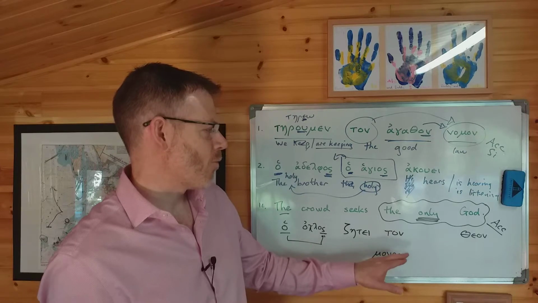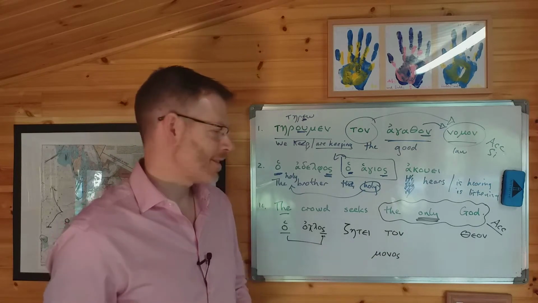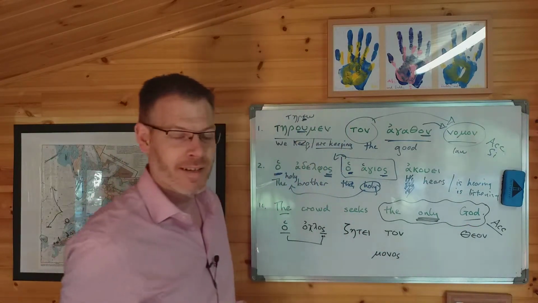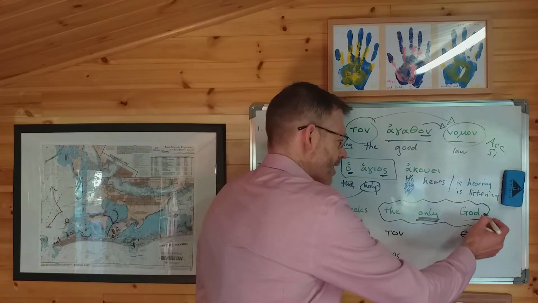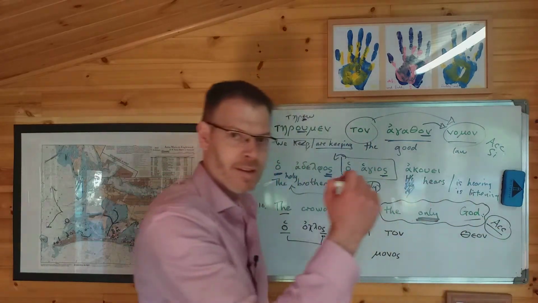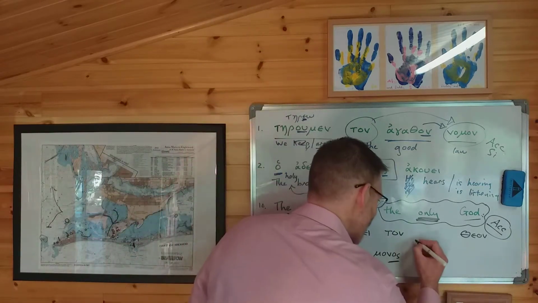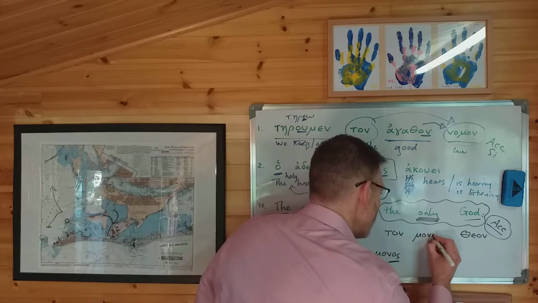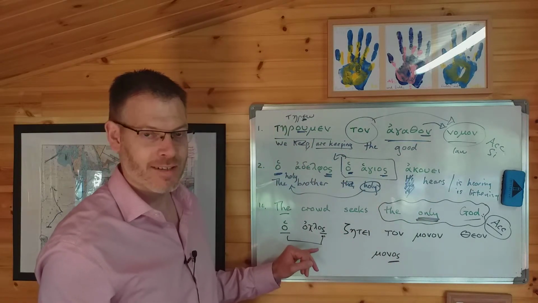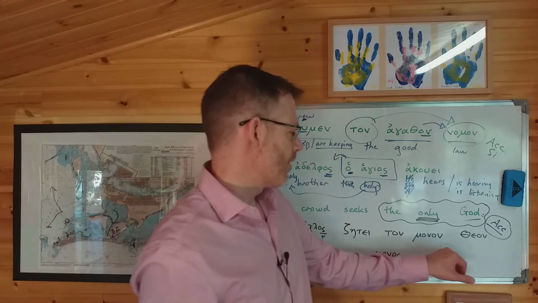Now what do we want here? What gender, what number, and what case? Well, it wants to be masculine because God is masculine. It wants to be singular because there's only one of him. And it wants to be accusative. So don't go slapping monos in there because you get it wrong. We want ton, monon, theon. So ho ochlos, subject in the nominative, zete, the verb seeks, ton, monon, theon.